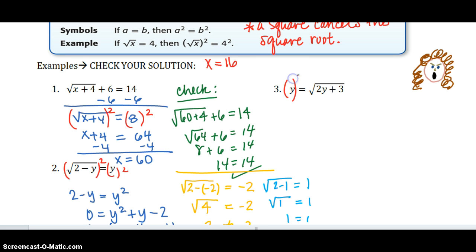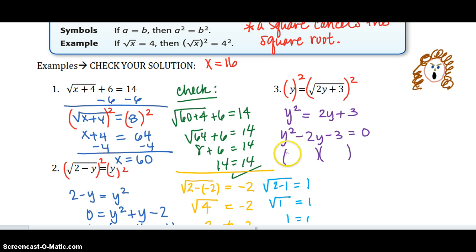Okay, so we've got to square both sides. That's the first thing you need to do. After you square both sides, you get y squared equals 2y plus 3. Another quadratic. y squared minus 2y minus 3 equals 0. Let's factor real quick.